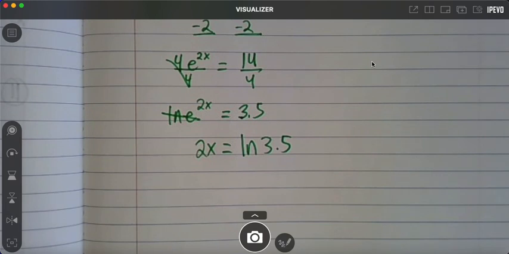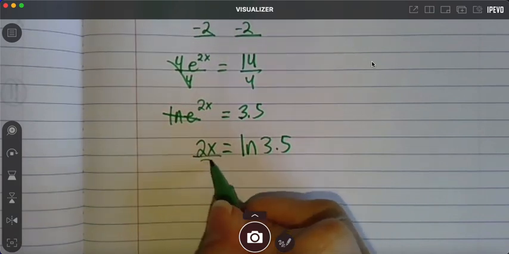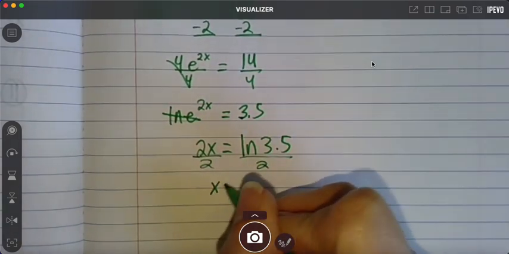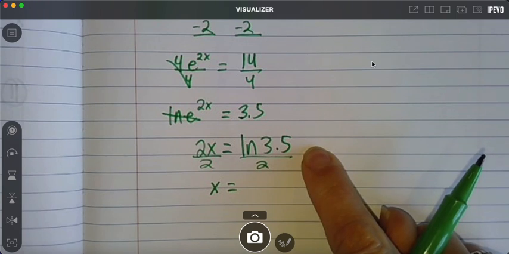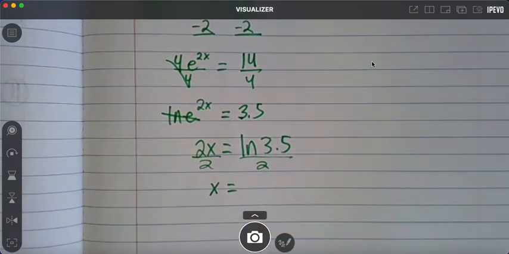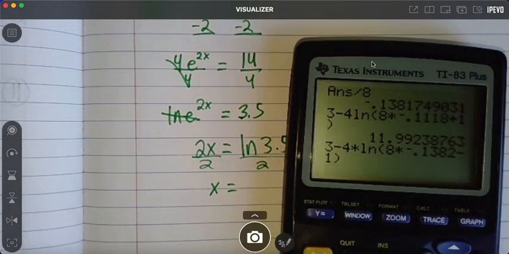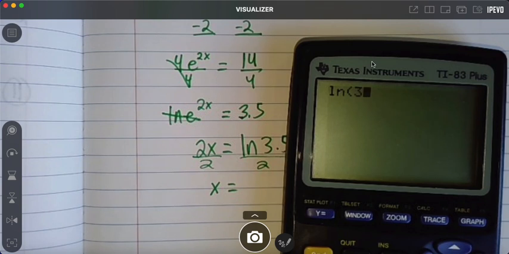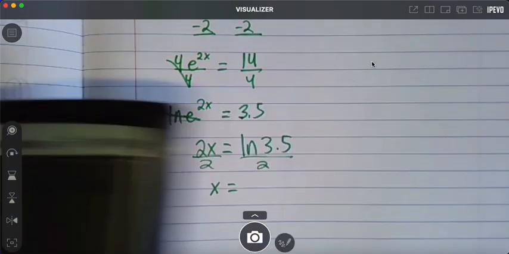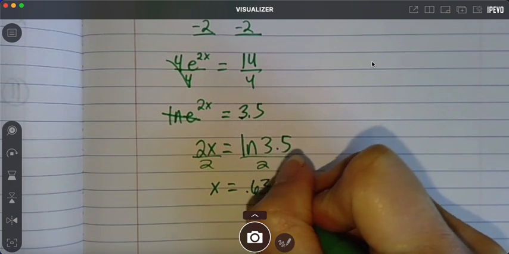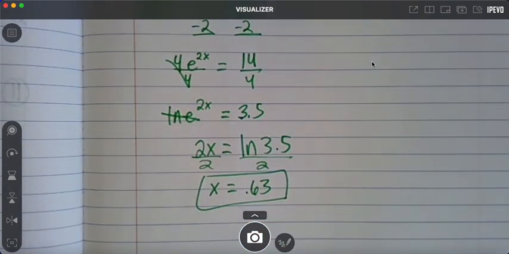Then I have one step left, and it all goes in my calculator. What am I going to do to solve for x? Divide by 2. So the natural log of 3.5 divided by 2. Do y'all know that's the same button you've been using? So the natural log of 3.5, close your parentheses, divided by 2. And I get 0.626 or 0.63. There we go. To me, that one was a little bit easier than the other ones.